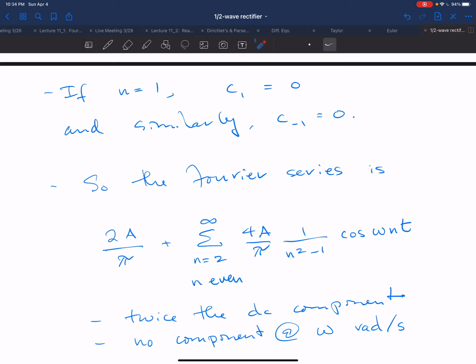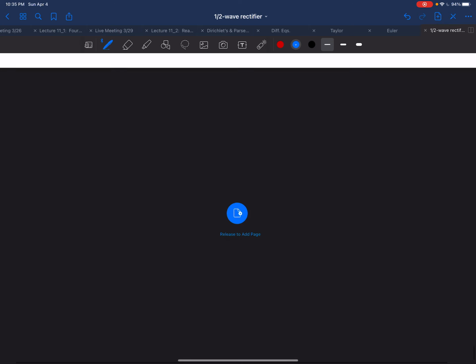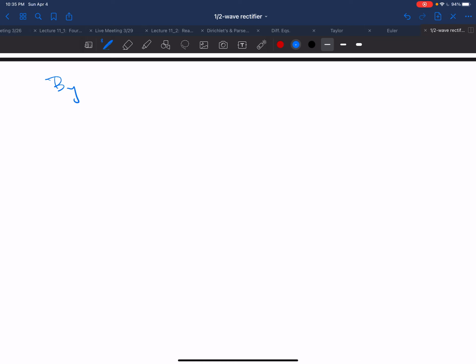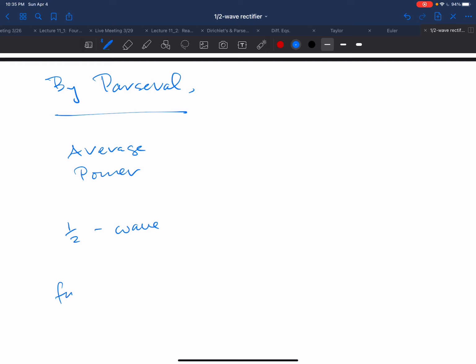Another way of comparing the half-wave rectifier with the full-wave rectifier is to use Parseval's theorem, which essentially says that we get the total average power in the signal if we add up the average power in all of the components of our Fourier series. So let's compare our half-wave rectifier and our full-wave rectifier.